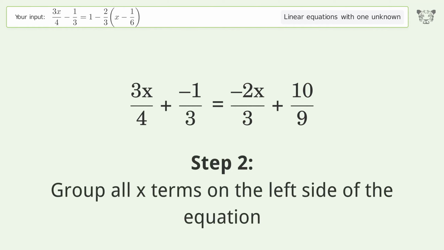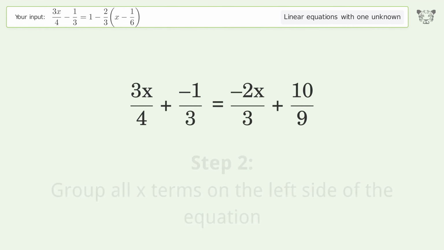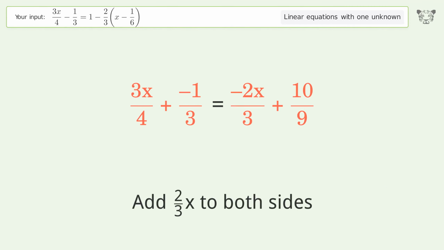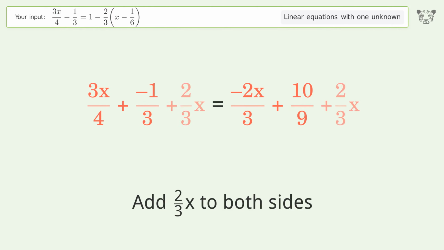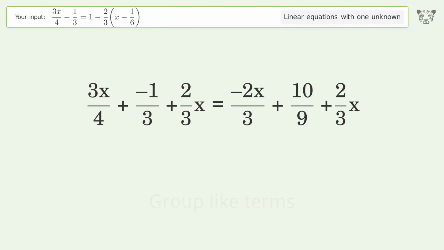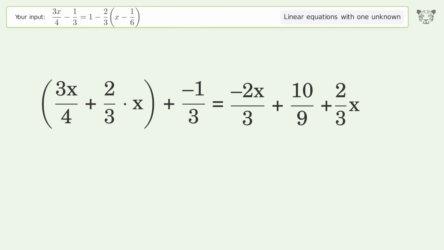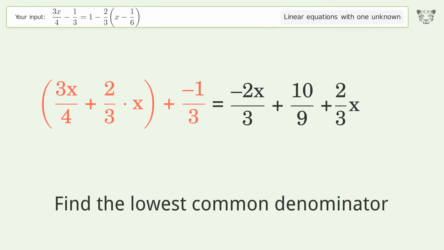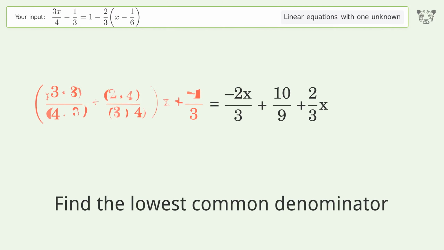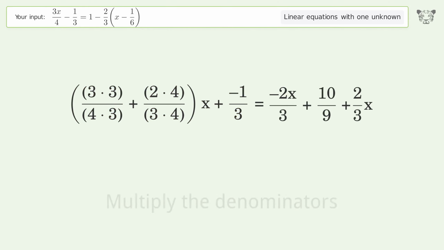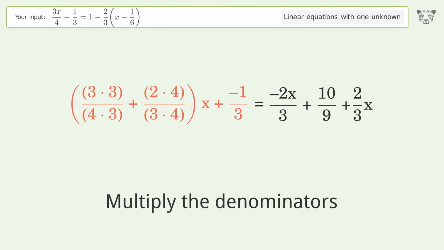Group all x terms on the left side of the equation. Add 2 over 3x to both sides. Group like terms. Find the lowest common denominator. Multiply the denominators.